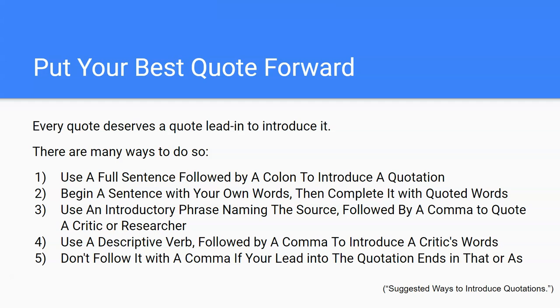I prefer the second one, where you begin a sentence with your own words and then complete it with quoted words. Another great option is using an introductory phrase naming the source, followed by a comma to quote a critic or researcher. Another one I don't use as often is a descriptive verb followed by a comma to introduce a critic's words. I think it's still a very solid option. I like basically every option but number one, but I still bring it in there because it is still a viable option. Just because I don't like using it doesn't mean you won't like using it.